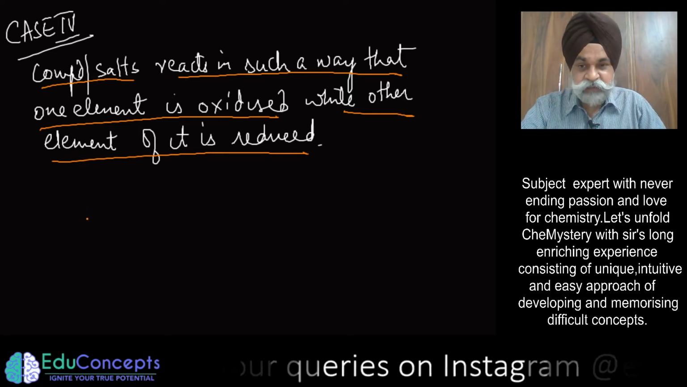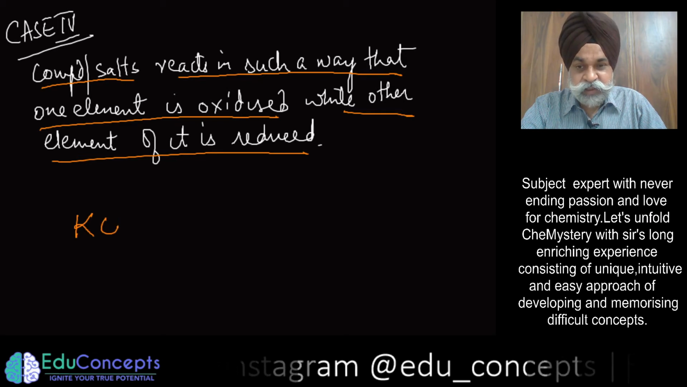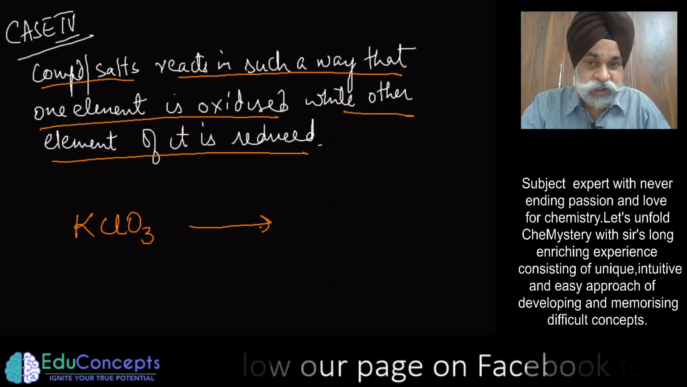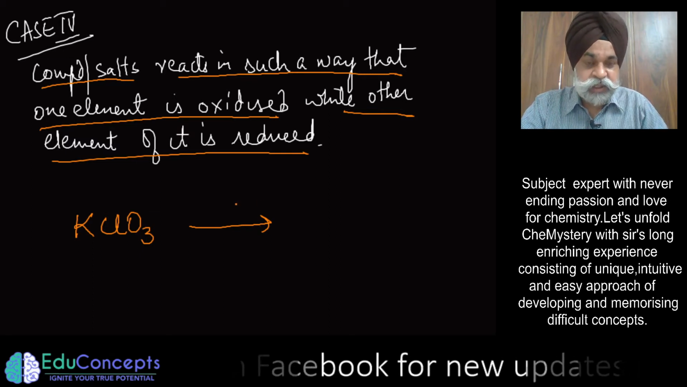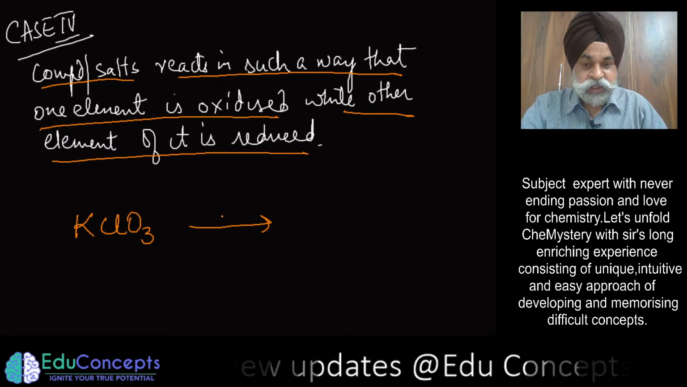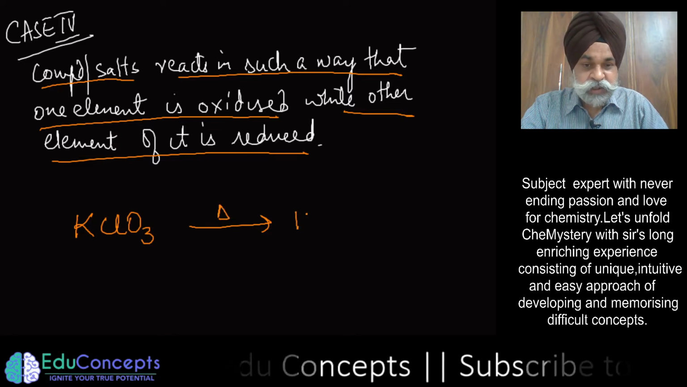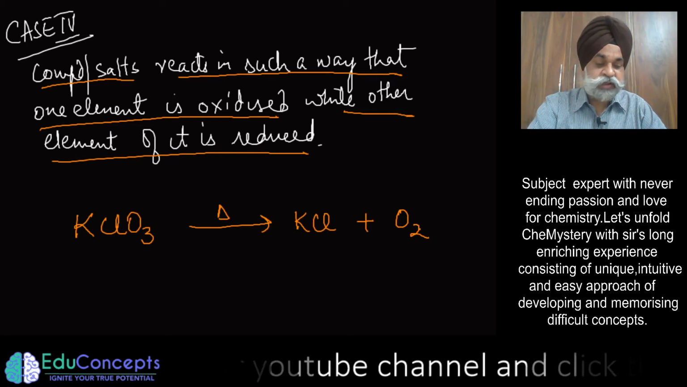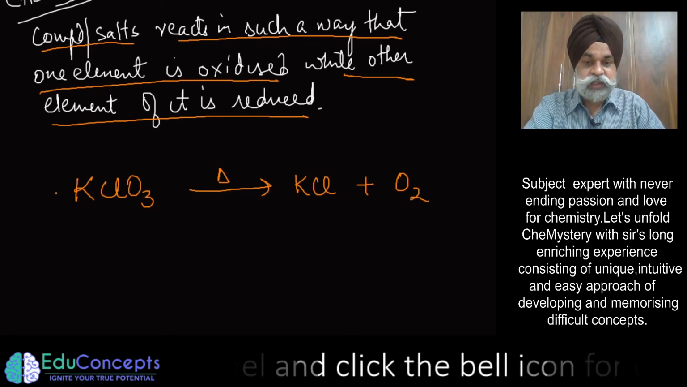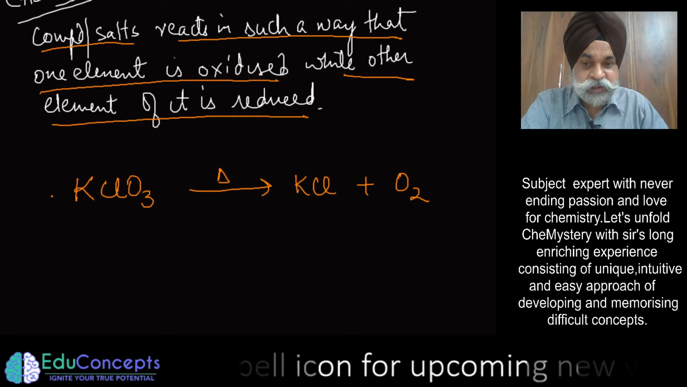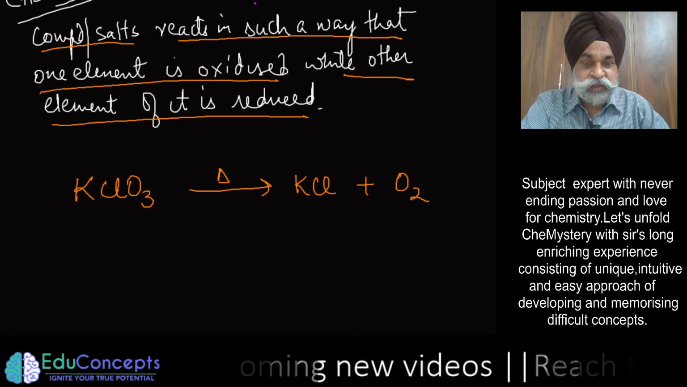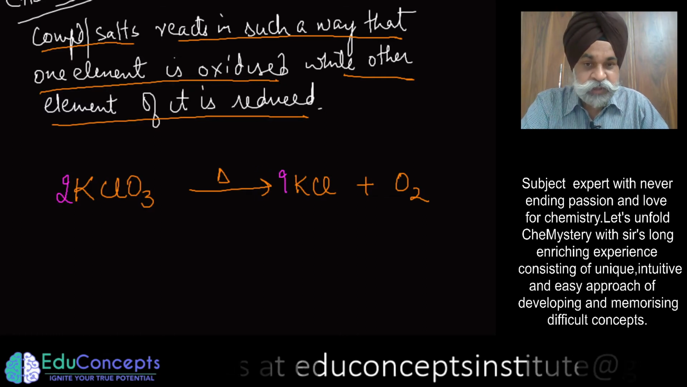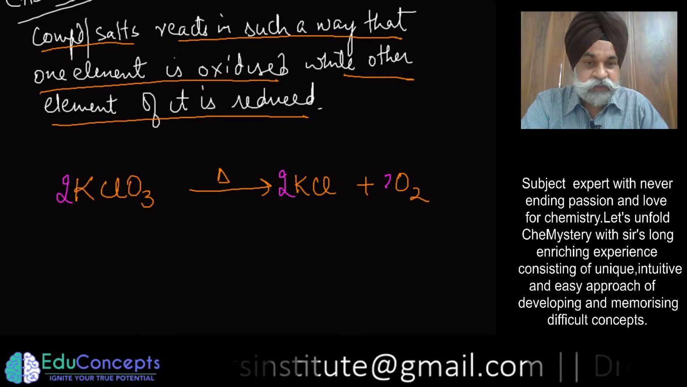This is a beautiful case. If you have KClO3, you would mostly see this particular redox case in decomposition reactions. If it is heated strongly, it changes to KCl and oxygen. If I simply do the balancing by hit and trial, we would get 2 here, and the oxygen would be 3.